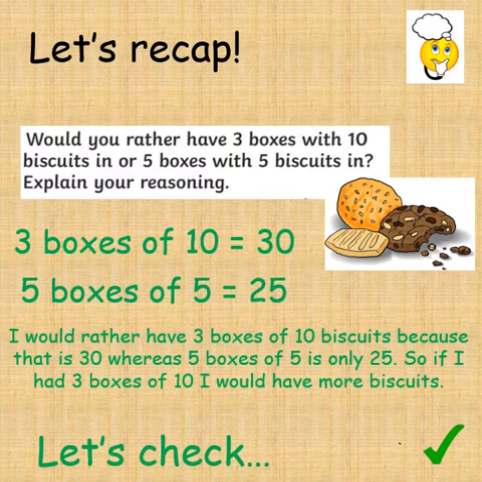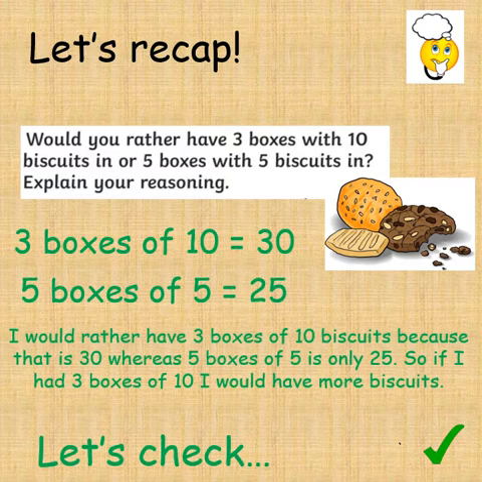Okay, so I've got 3 boxes of 10 biscuits in each one, which is 30 altogether. Or I could have 5 boxes of 5 biscuits, which would give me 25 altogether. And the question wanted to know which one I'd rather have.